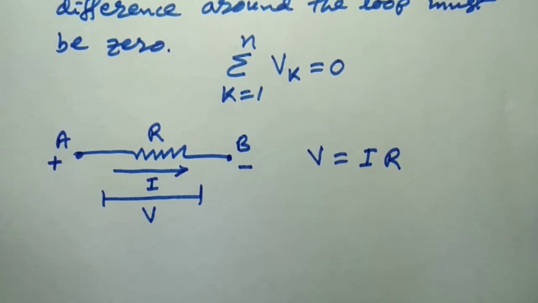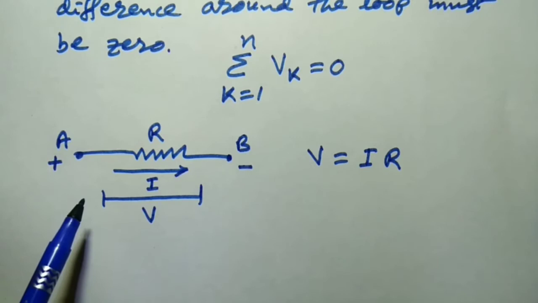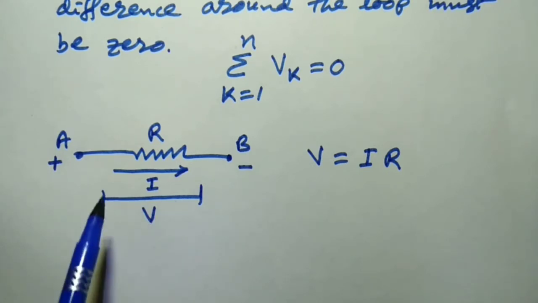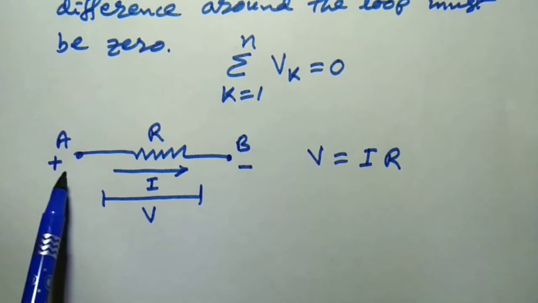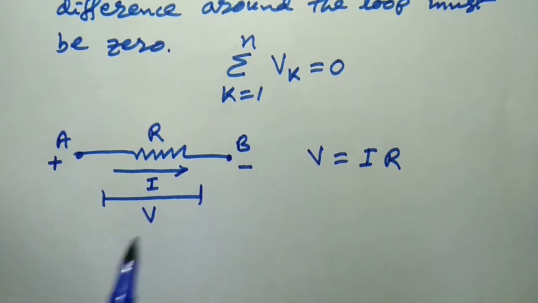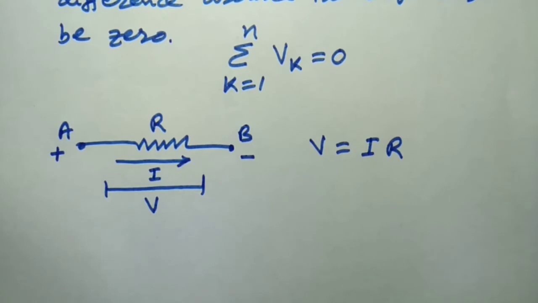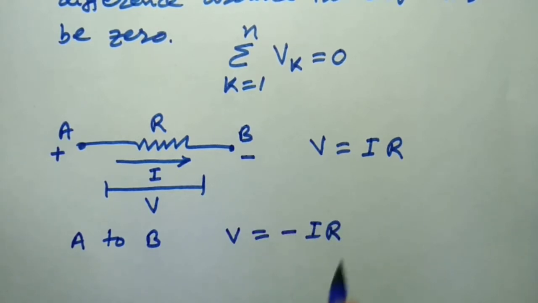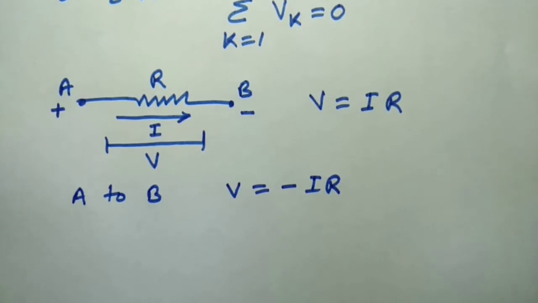For that, there is a general thumb rule. It states that if we go in the direction of the current, in this case from A to B, that means from positive to negative potential, this drop will be taken as negative. That means if we go in the direction of the current from A to B, then the drop V will be taken as minus IR. Basically, it means if we go in the direction of the current, we lose the potential.